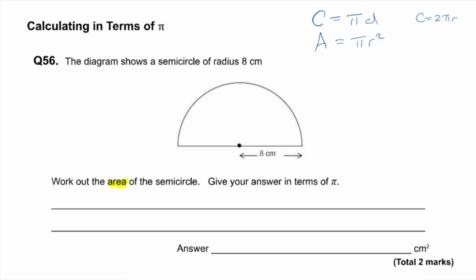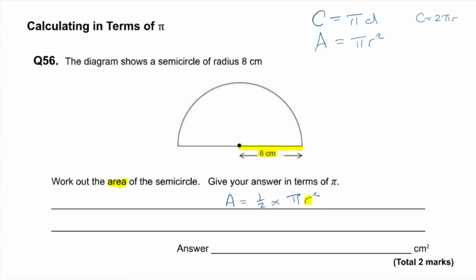Now here we've got half a circle, a semicircle, and the area of a semicircle is going to be half the area of a full circle. So it's going to be half of our normal area formula of pi r squared. Now the radius is that distance from the middle of the circle to the edge. In this diagram, it is 8.